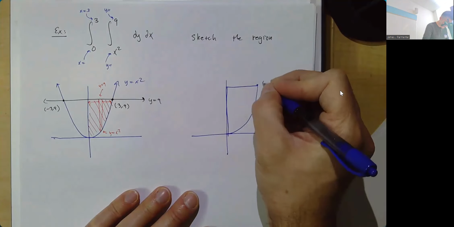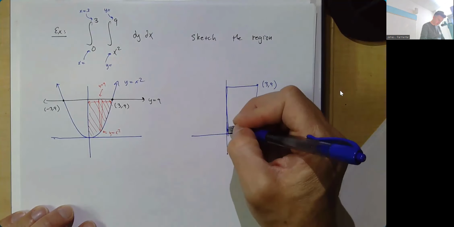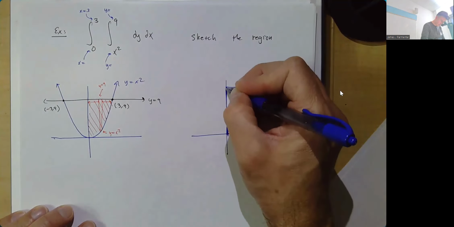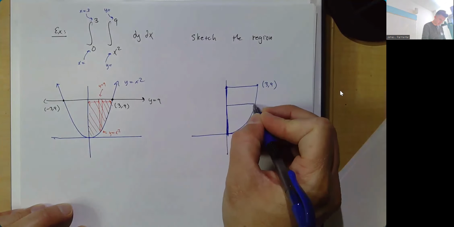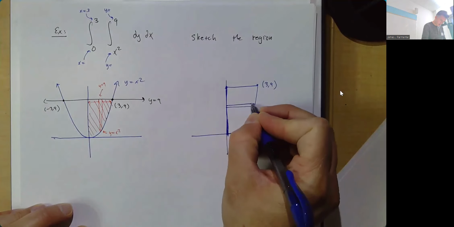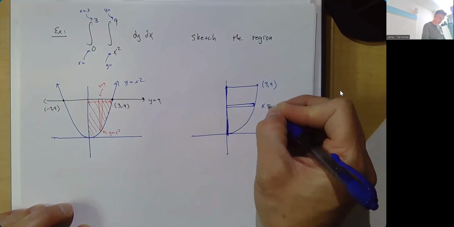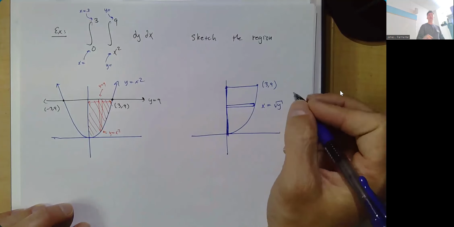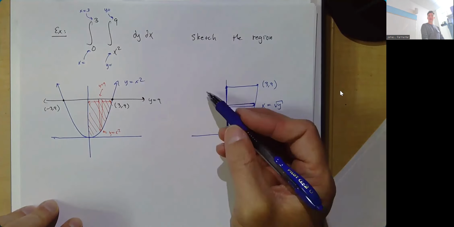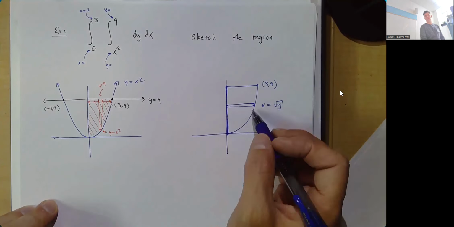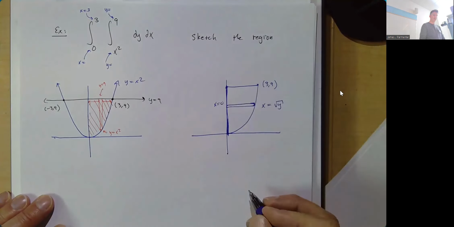So there's my region. And instead of using a vertical strip, now I'm going to use a horizontal strip. My right function here, instead of being y equals x squared, is now going to be x equal to the square root of y. It is the positive square root of y. If I happened to be on the left side over here, that would be x equal to the negative square root of y, but we happen to be on the right side, so it's positive. And then this left-hand boundary is going to be x equal to 0.